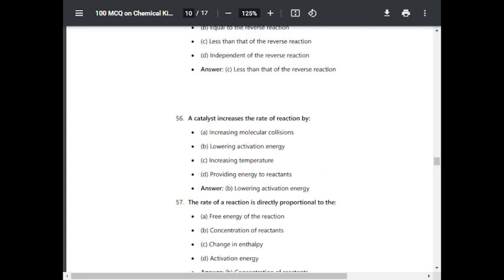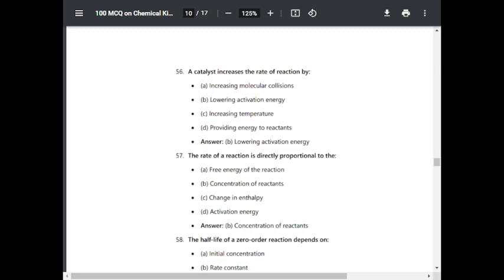Question number 56. A catalyst increases the rate of reaction by. Option A, increasing the molecular collision. Option B, lowering the activation energy. Option C, increasing temperature. Option D, providing energy to reactant. The correct answer is B, lowering the activation energy. A catalyst increases the rate of reaction by lowering the activation energy. Option B is correct.